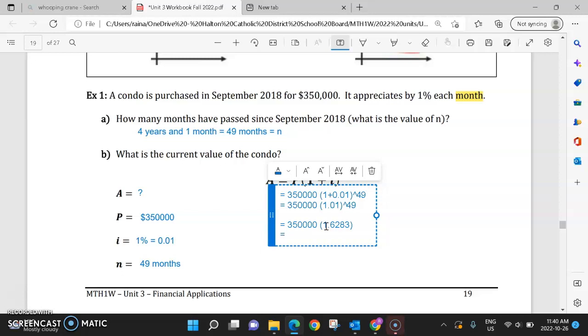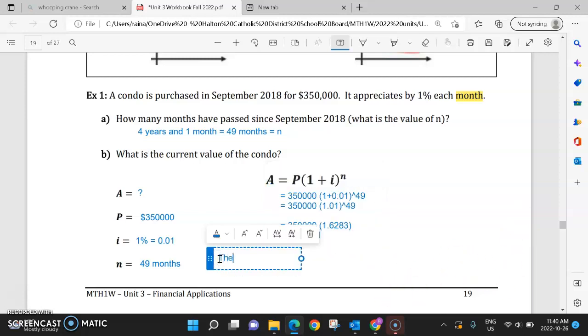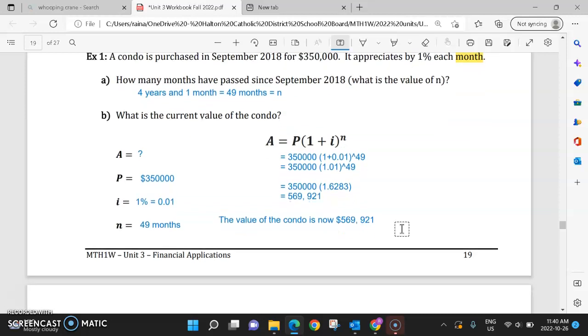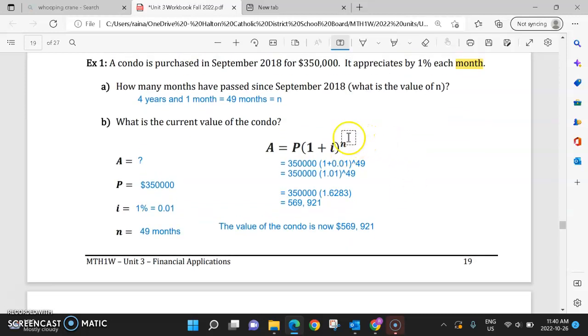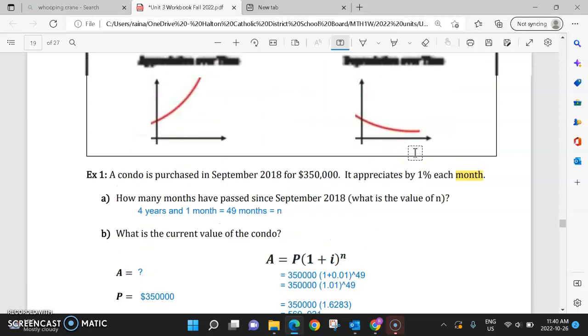And then you finally want to multiply the two numbers, and you should get 569,921. So therefore, the value of the condo is now $569,921, okay? And that's an example of appreciating. Very similar to how you do compound interest questions. Just something to remember is your compounding periods should kind of match your interest rate.